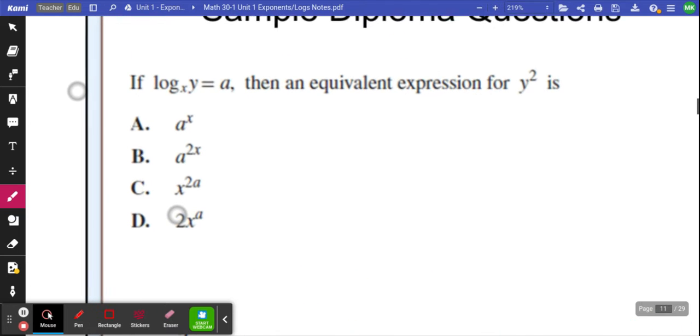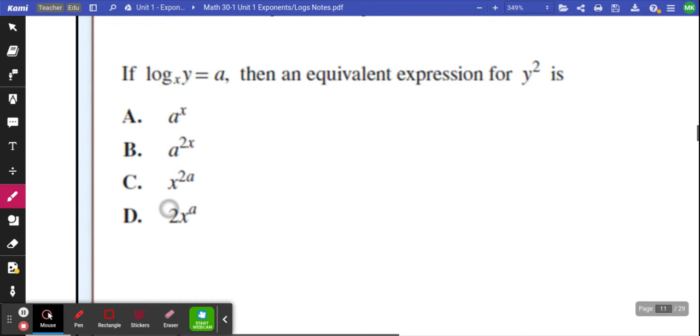Let's try them together. So, if log base x of y equals a, then an equivalent expression for y squared is... Again, they never even talk about y squared. Agreed? They just give you this.